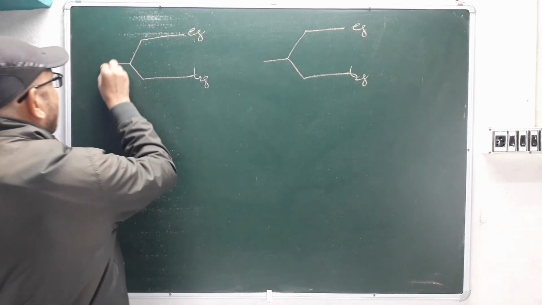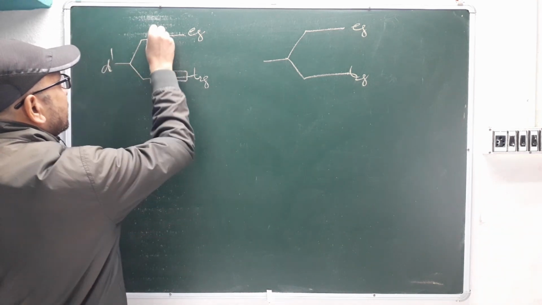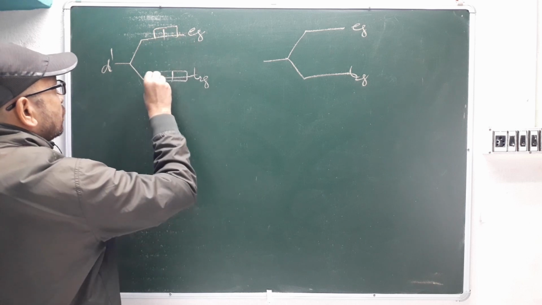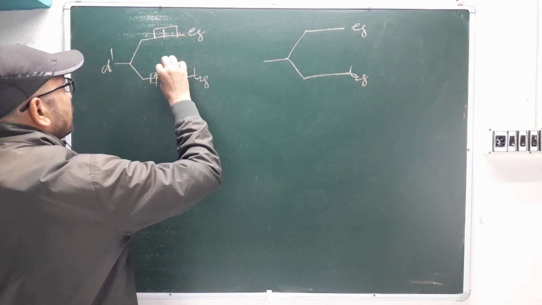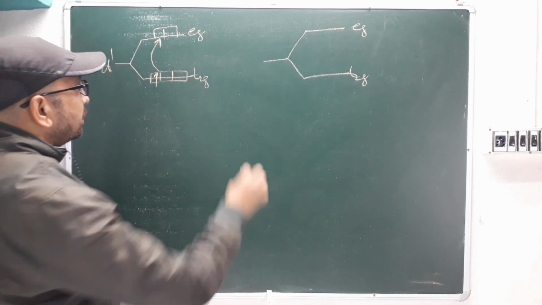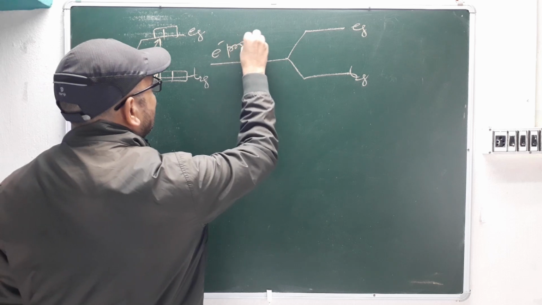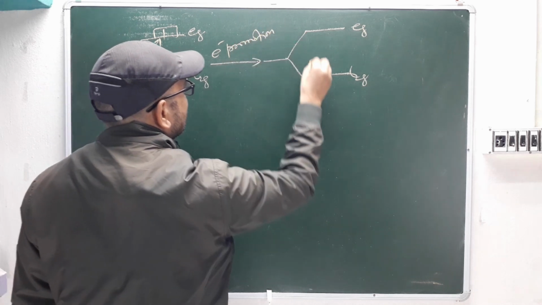Okay, suppose you have a d1 configuration. So you know that t2g has 3 orbitals and eg has 2 orbitals, and 1 electron is there. So this will promote. If this is going up, what is happening? We call this electron promotion. Electron promotion.